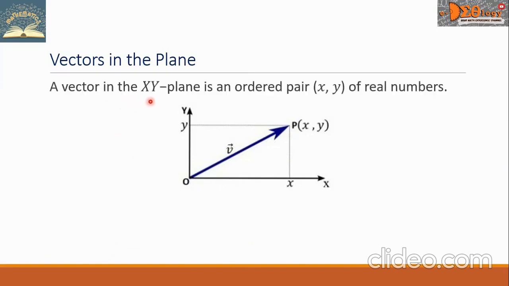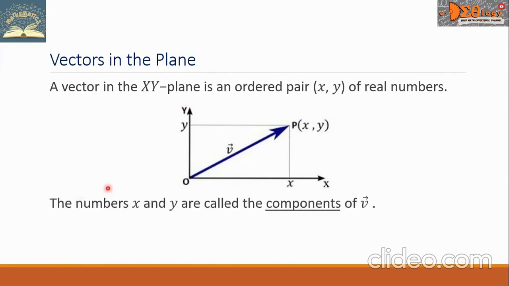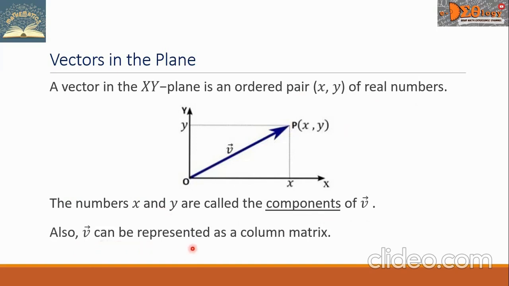A vector in the xy plane is an ordered pair x, y of real numbers. The numbers x and y are called the components of vector v. Also, vector v can be represented as a column matrix. That is, vector v equals the matrix x, y.